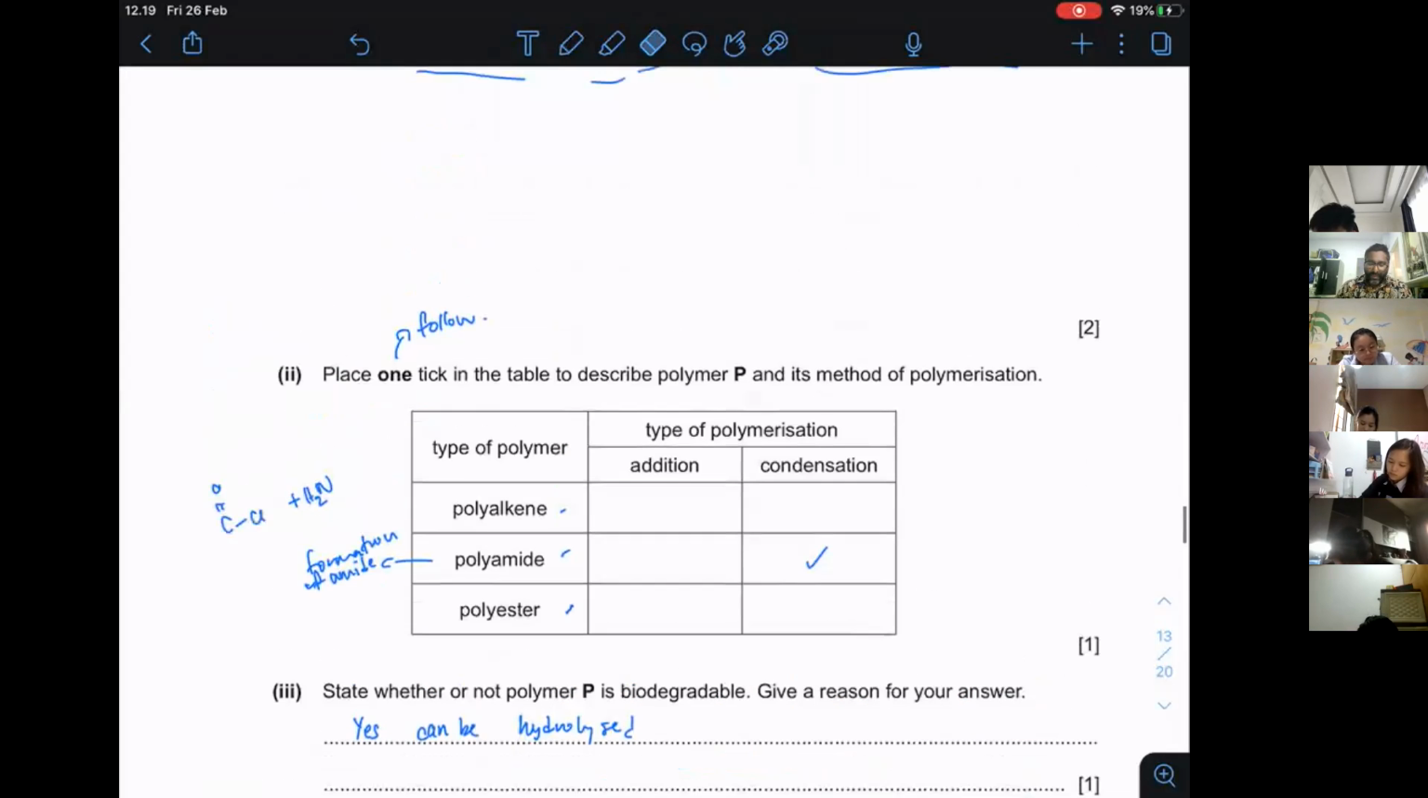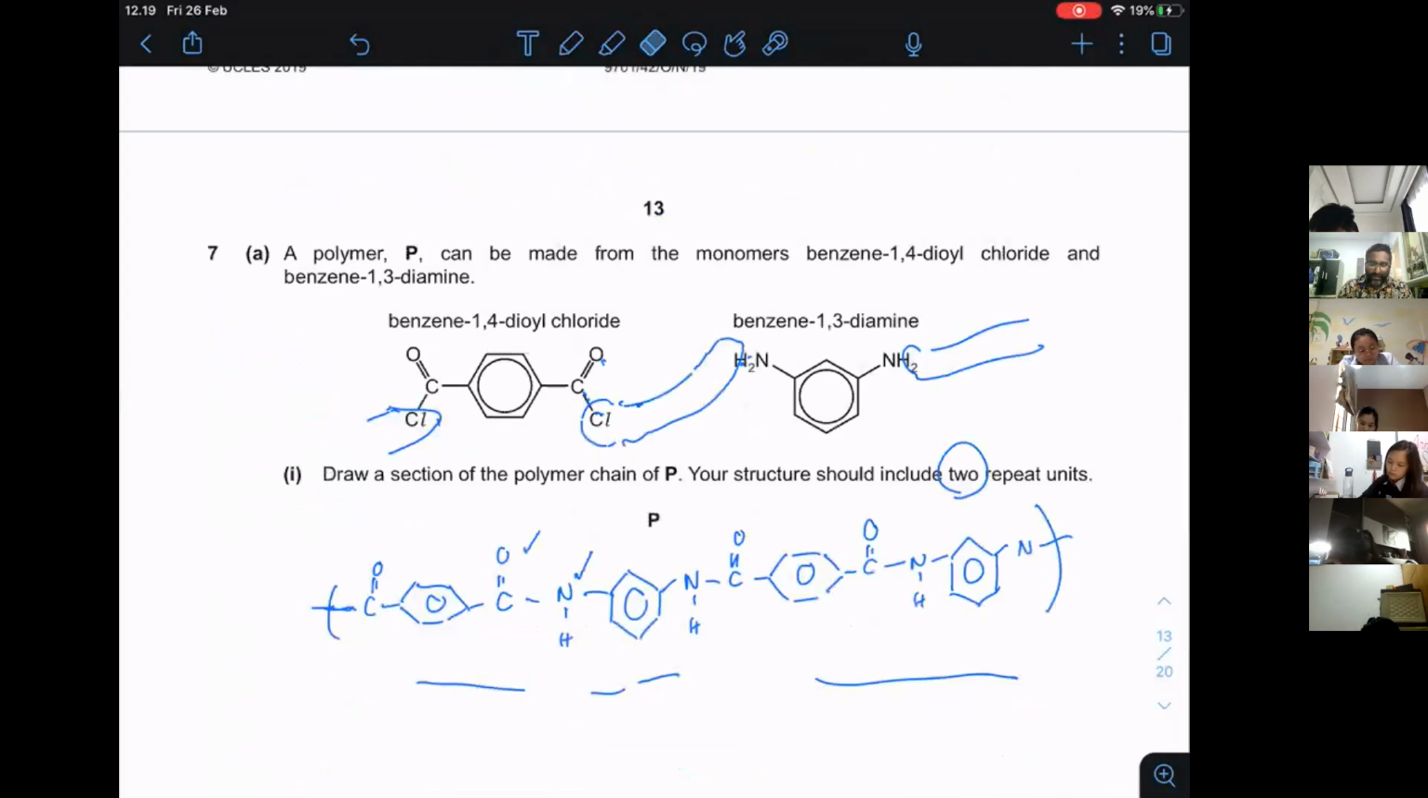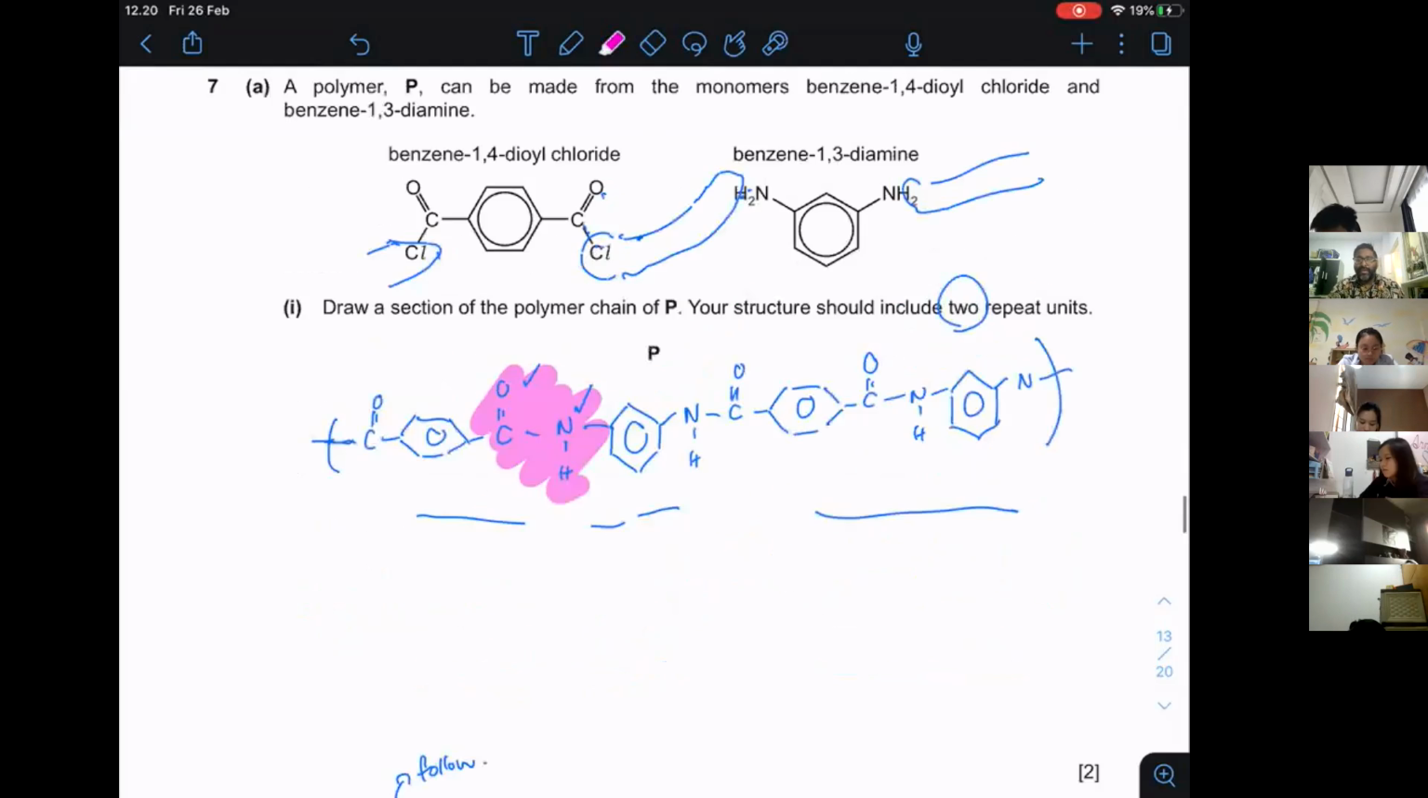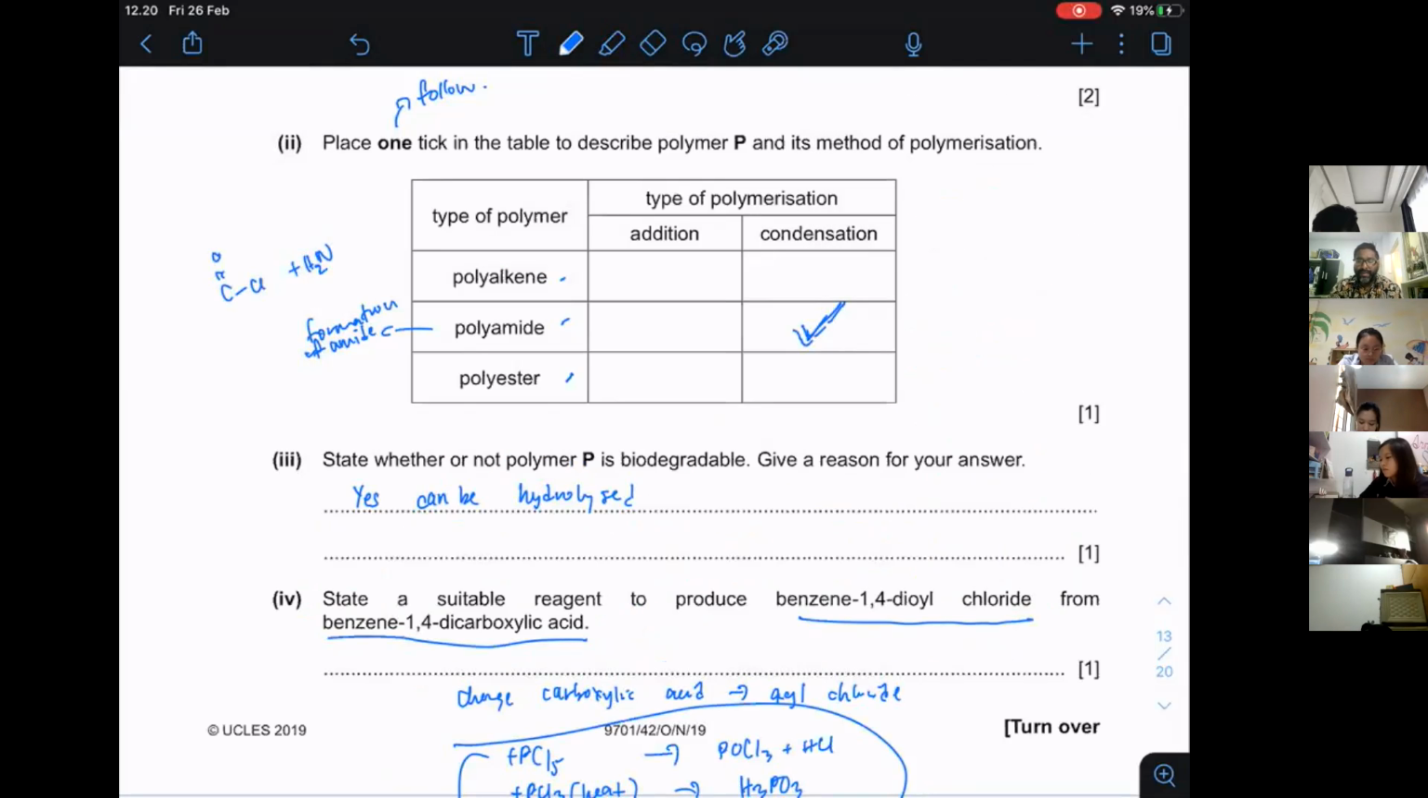So when I look at polymer P, you are going to get this molecule, which is what we call a peptide linkage, or amide linkage. So in this case, this is going to be an amide structure. If it is an amide structure, we call it polyamide. So here this should be polyamide, and the type of polymerization is going to be condensation. Addition is whenever we have a carbon-carbon double bond. So this one is a condensation reaction.